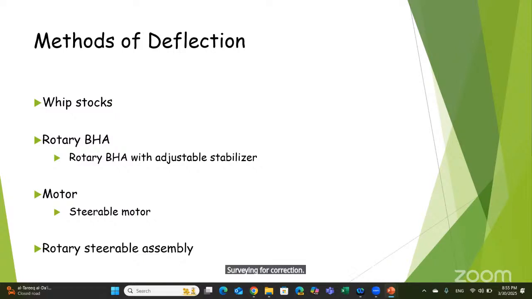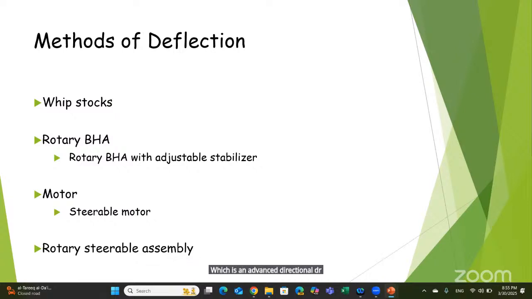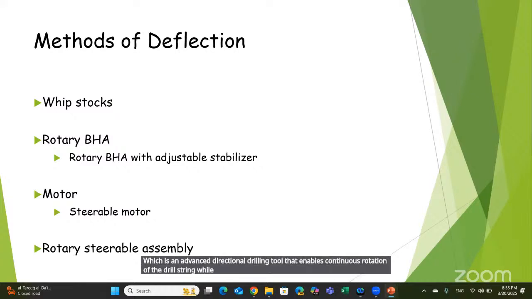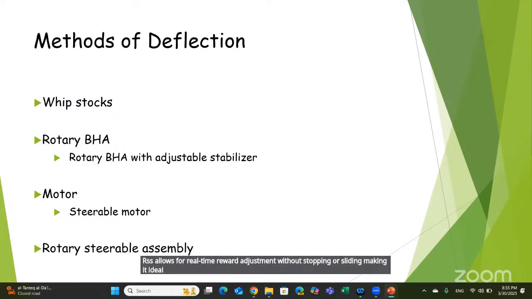For RSS, which is the rotary steerable system, it is an advanced directional drilling tool that enables continuous rotation of the drill string while steering the wellbore. RSS allows for real-time wellbore adjustment without stopping or sliding, making it ideal for horizontal, extended reach, and complex directional wells.